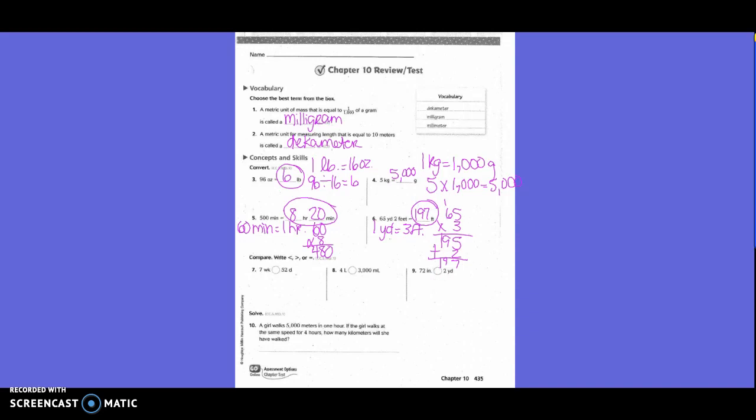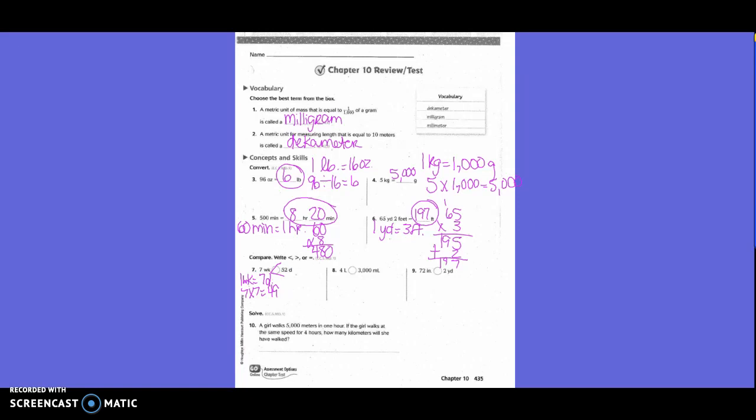Compare, right? Less than, greater than, or equal to. So I'm going to go ahead and change my 7 weeks to days. I know 1 week equals 7 days. So 7 times 7 equals 49. So 7 weeks is less than 52 days.